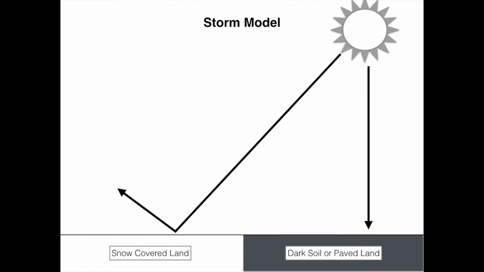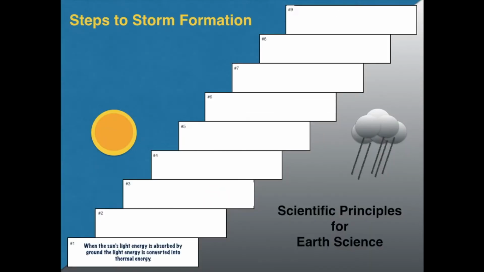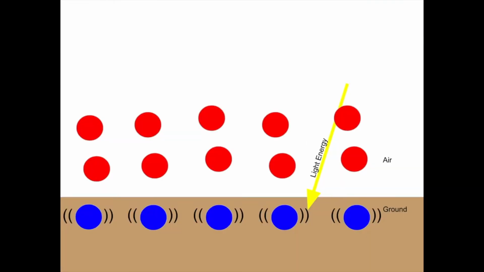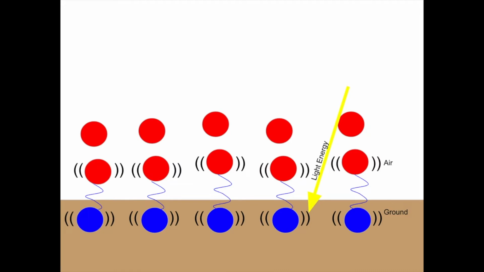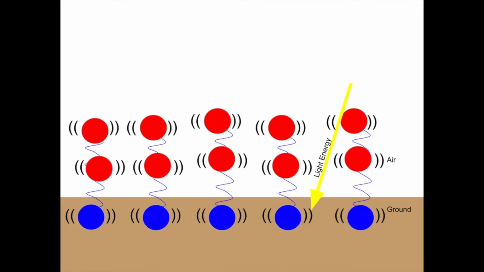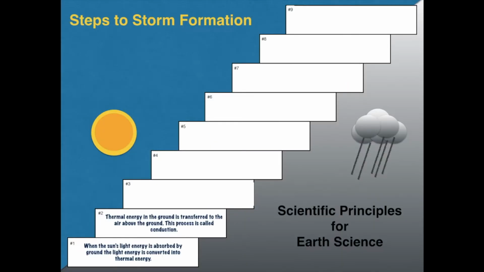If you recall from the energy unit, light energy comes from the sun. This light passes through the transparent air particles and cannot be absorbed. Once the light hits the ground, it gets absorbed and gets converted into thermal energy. The thermal energy in the ground gets transferred to the air particles above. This process is called conduction.